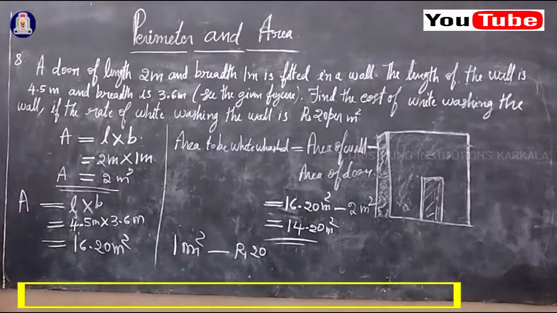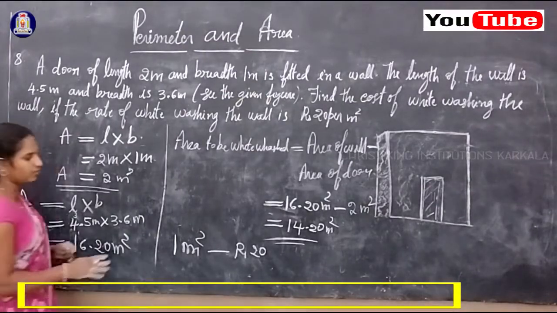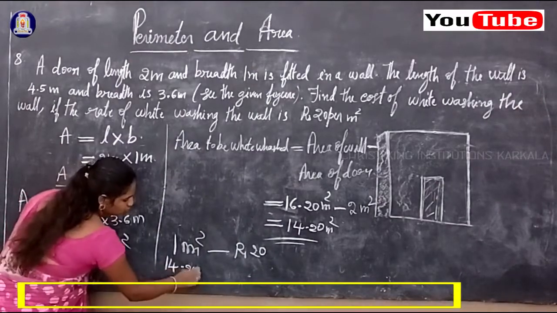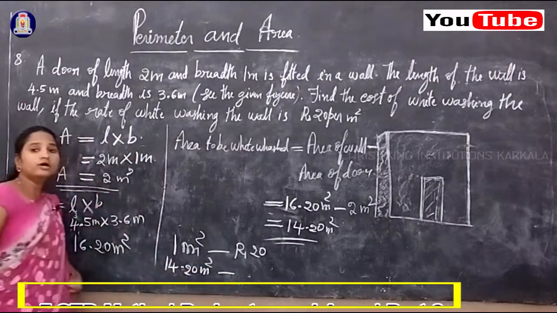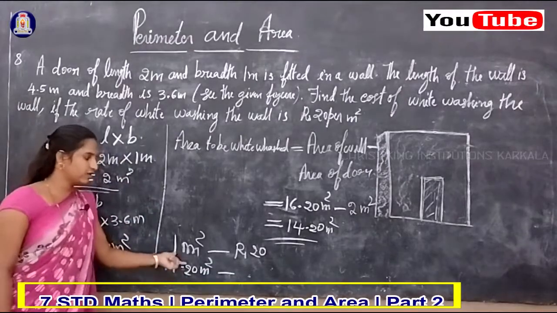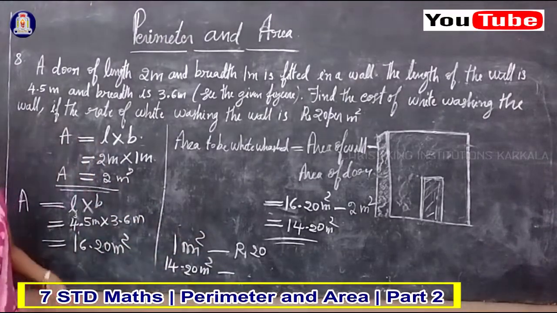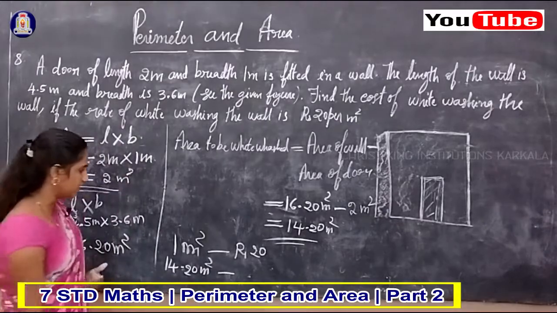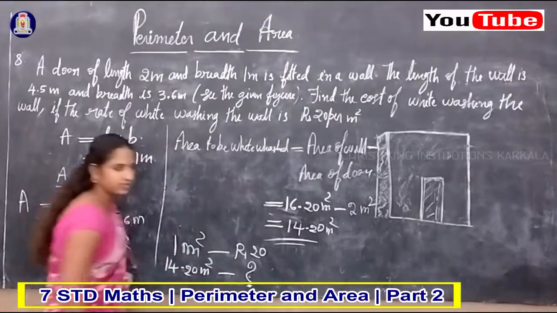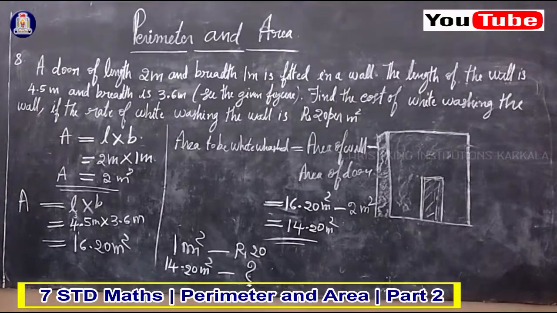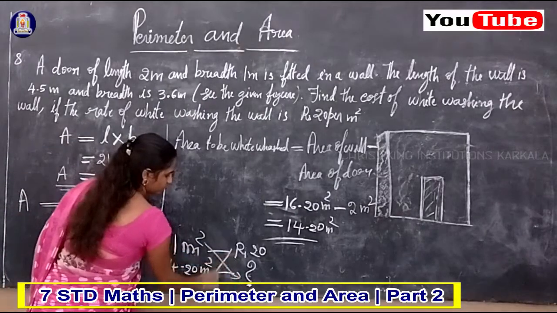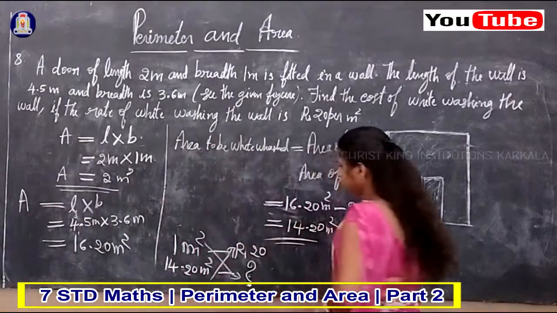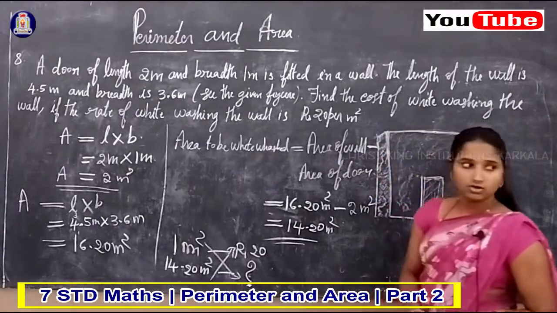Now what is the area of whitewashing the wall? We want to whitewash only this much area, that means 14.20 meter square of area. Clear? 1 meter square of area, they will charge 20 rupees. The question is, to whitewash 14.20 meter square of area, what is the cost? That we don't know. So you have to cross multiply these two. Then we can find the cost of whitewashing the wall.